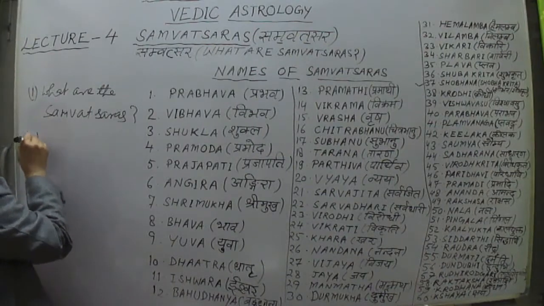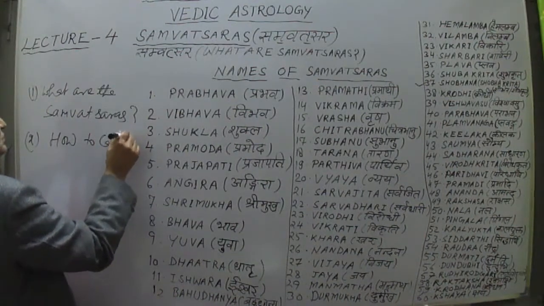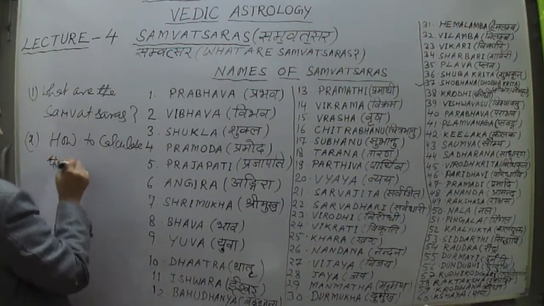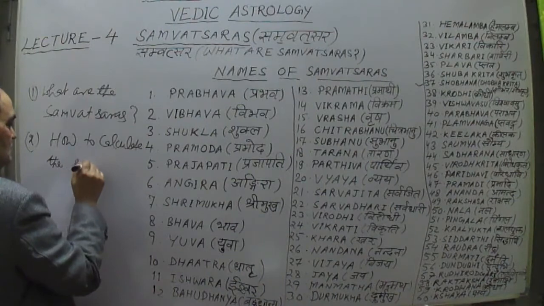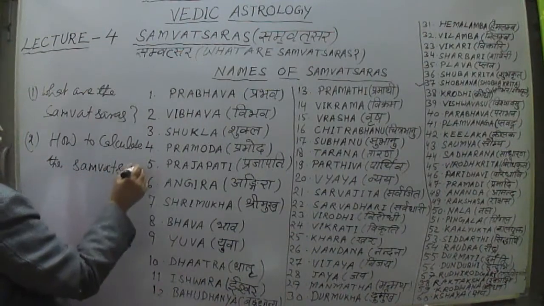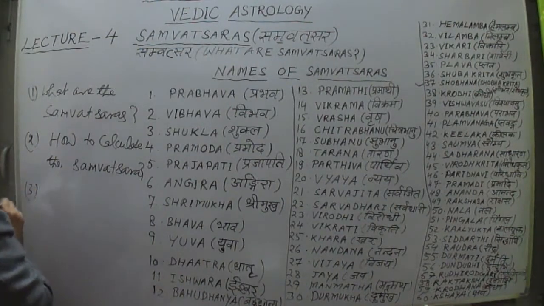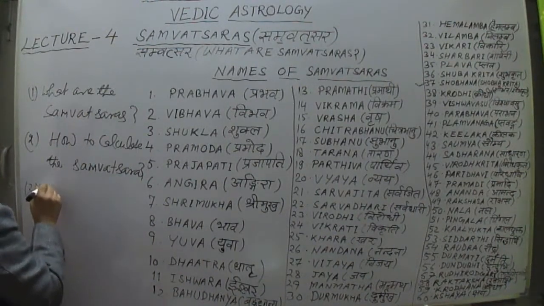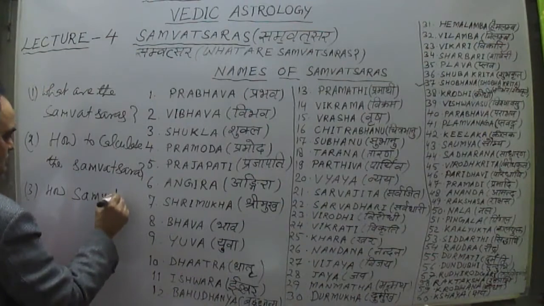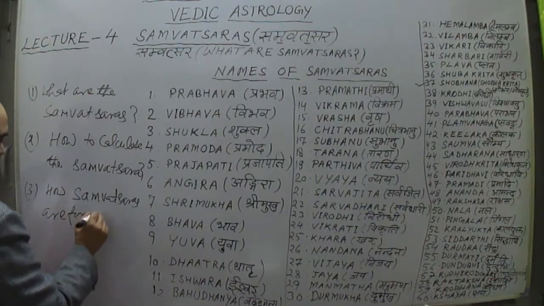The second point I am talking about is how to calculate a particular Samvatsara, the name of the Samvatsara in which a person is born. That we have to calculate. Then how Samvatsaras are formed, that I have already covered. What are Samvatsaras, how Samvatsaras are formed, and then the third point.